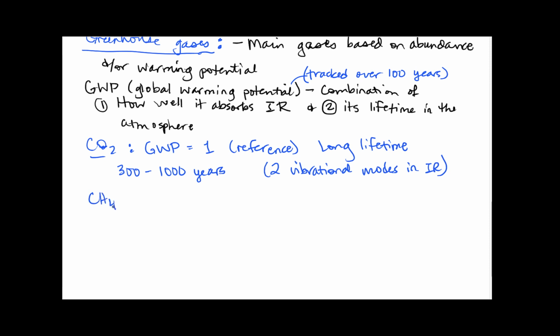So methane, CH4, depending on where you look, has a global warming potential of about 28 to 36. It has a short lifetime in the atmosphere comparatively. It's only about 10 years. But it is pretty effective at absorbing IR.